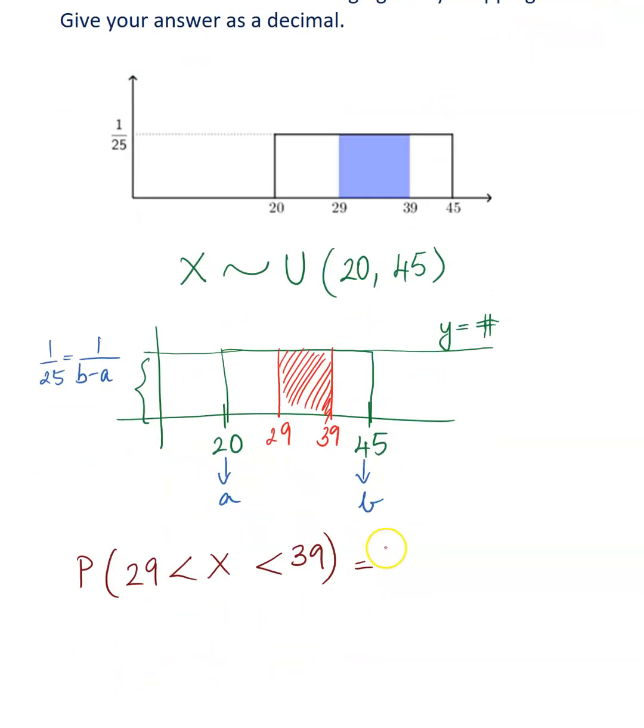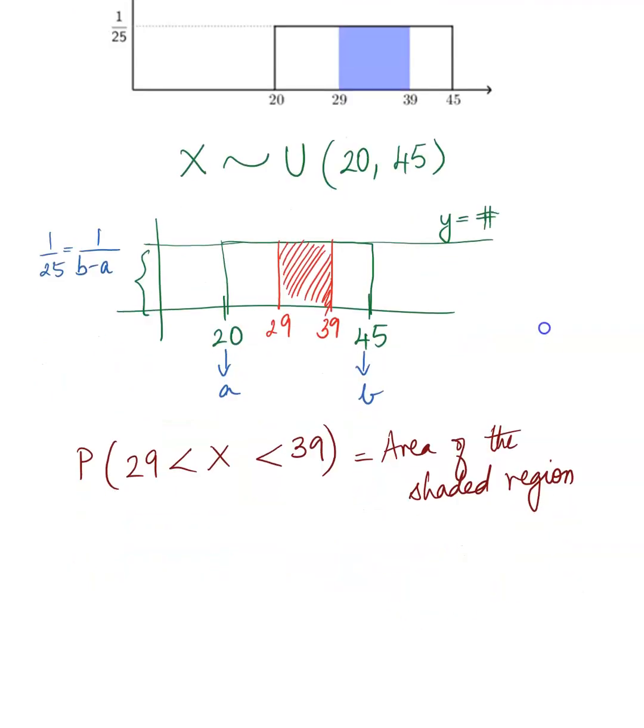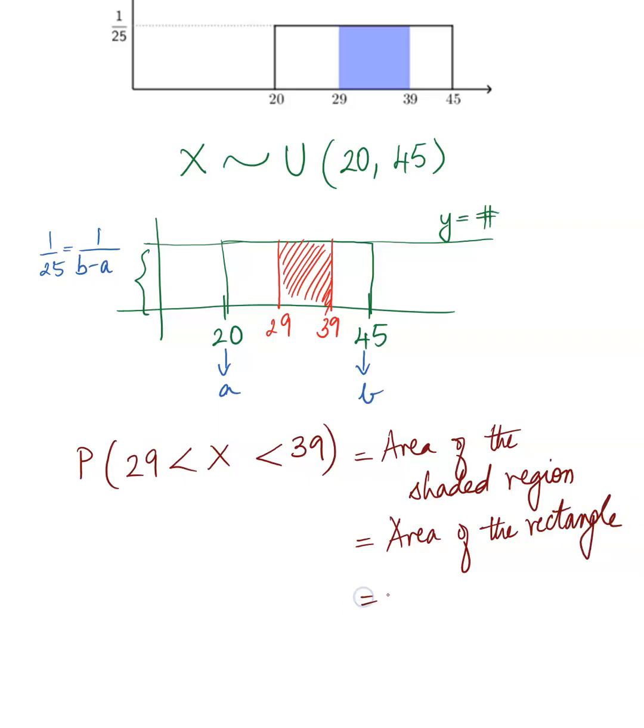So I'm going to come here and say area of the shaded region, which is a rectangle. And because we're using the language in the book, I'm going to call it, instead of length times width, I'll say base times height.